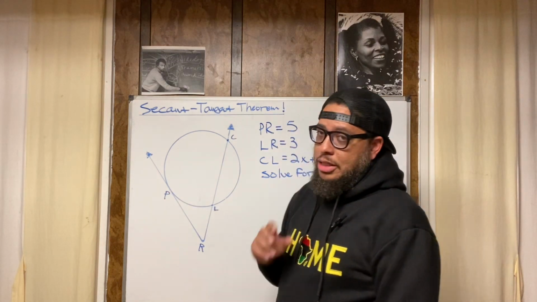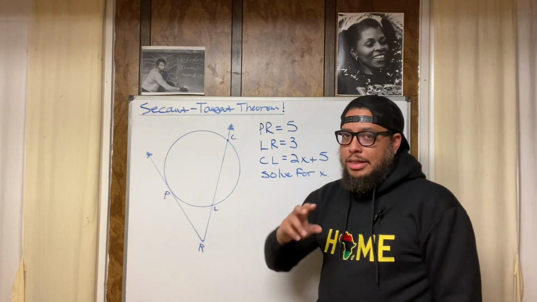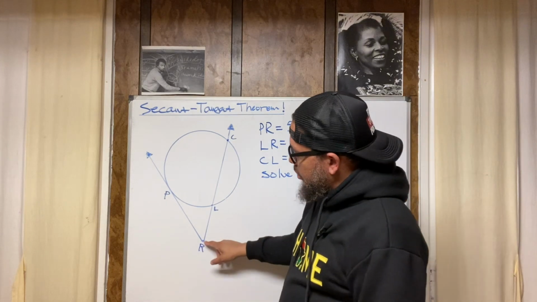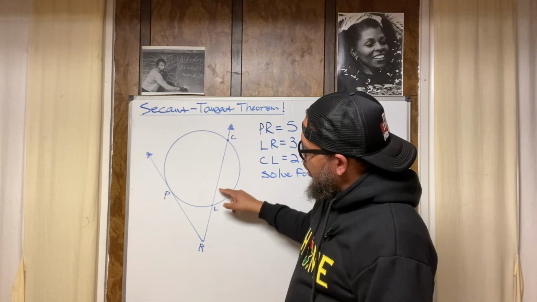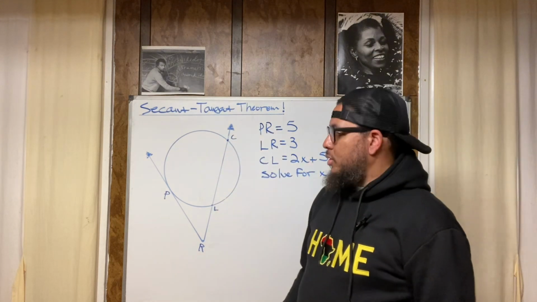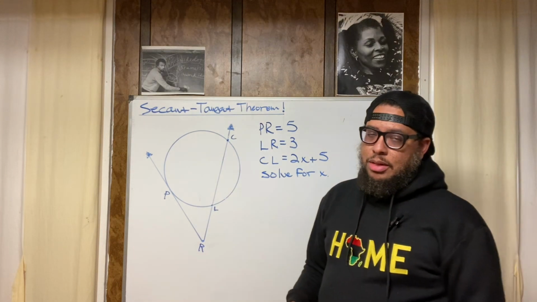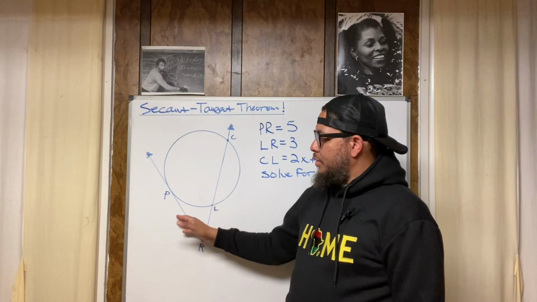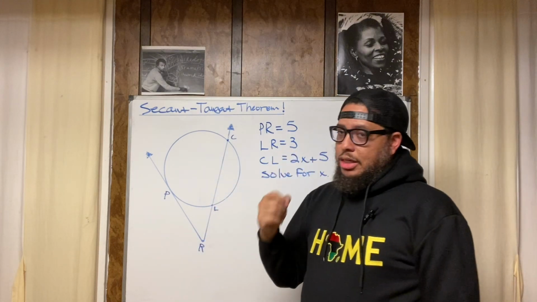Now, a secant is a ray or a line segment that touches a circle in exactly 2 points. You see how this starts at point R, goes on, hits the circle at point L, keeps going, and hits the circle again at point C. So that's a secant. The secant-tangent theorem enables you to figure out information about the lengths of the tangent and the secant.